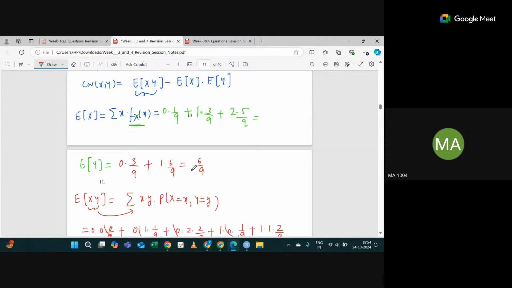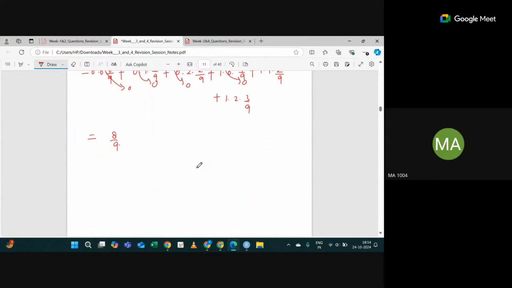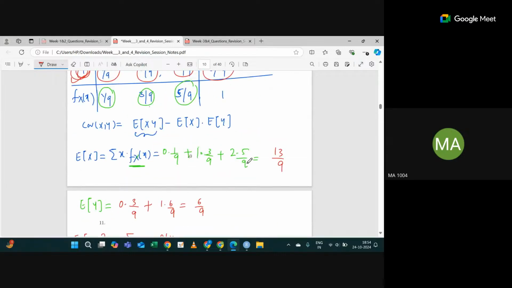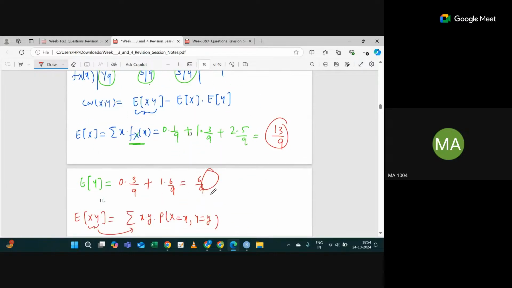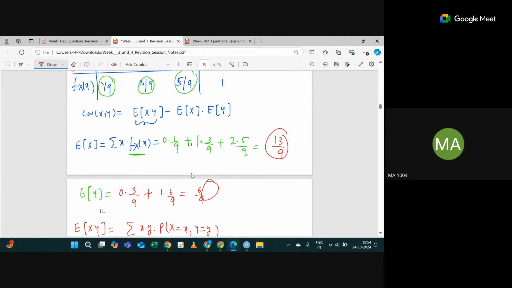So your answer will be 8 by 9, and the expectation of x is 13 by 9, right? So the covariance between x comma y will be 8 by 9 minus the expectation of x, 13 by 9, into 6 by 9. Whatever the final answer is, that will be your covariance between x comma y. So you got the idea how to calculate?